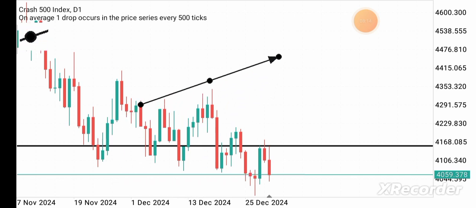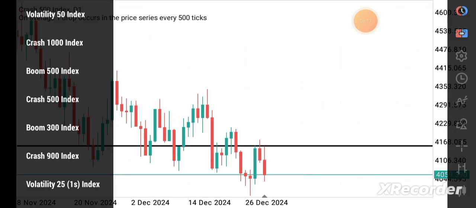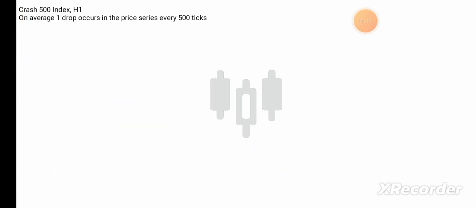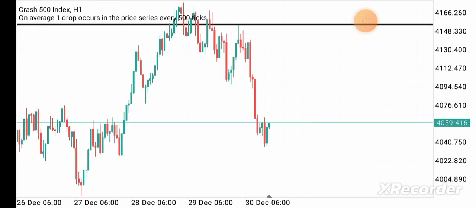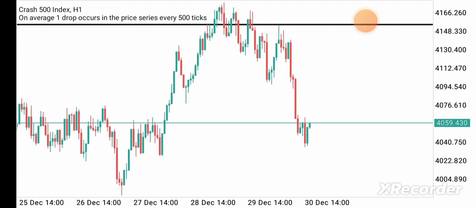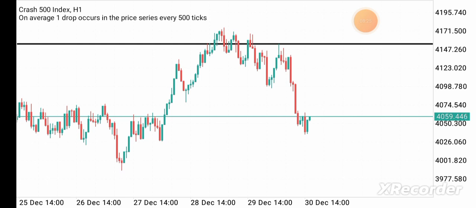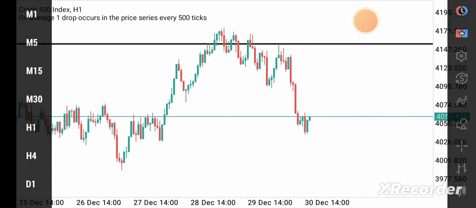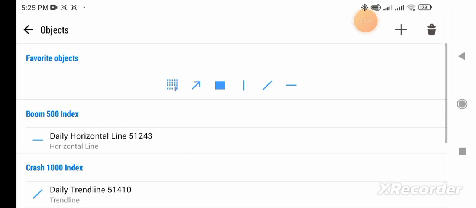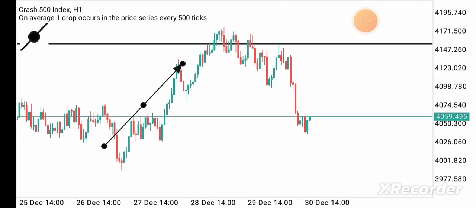If we go to a lower time frame, maybe the 1 hourly time frame or the 15 minutes time frame, look out for the price action that is happening there. This is the 1 hourly time frame, guys. You can see the market created a kind of head and shoulders pattern. You see this is the left shoulder, this is the head, and this is the right shoulder.